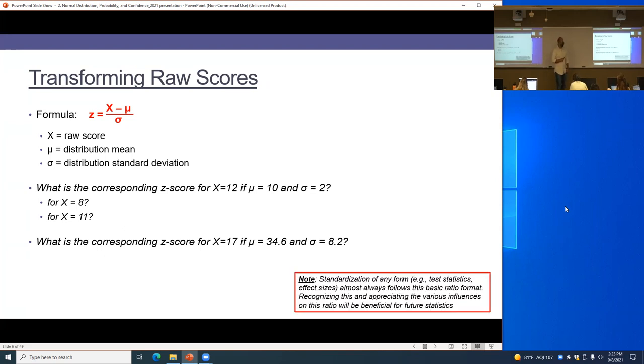So thinking about this type of standardization, any type of standardization is almost always going to follow this ratio format. Recognizing these ratios and the things that impact these scores is going to be essential as we get into t distributions, z distributions, F distributions, effect sizes, and things along those lines. This ratio, some difference over some variance component, is going to be at the basics of pretty much everything that we do over the course of this semester. So just know it, recognize what it is, and be super comfortable with that.